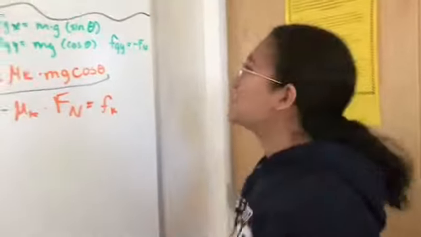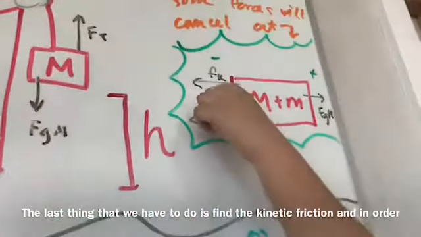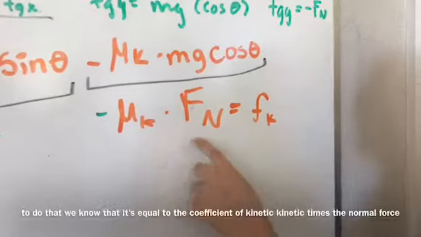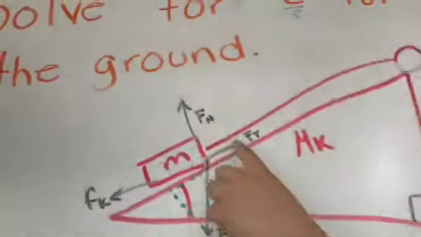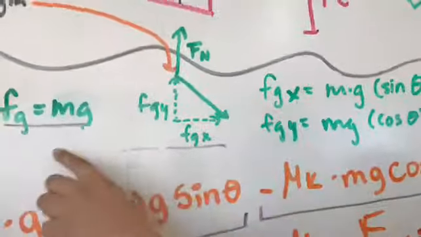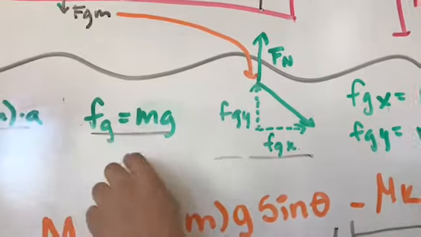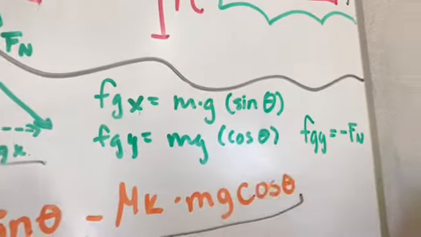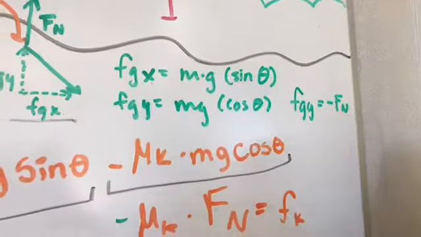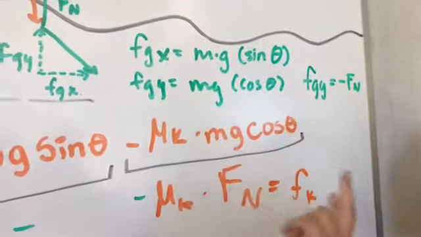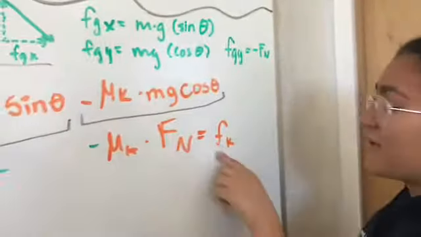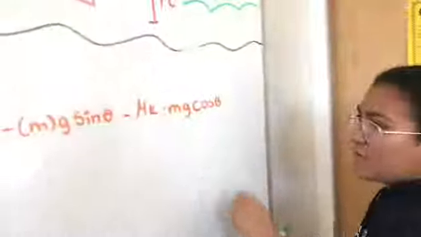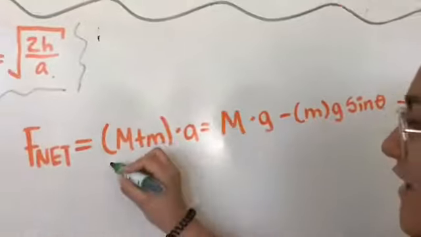The last thing that we have to do is find the kinetic friction, and in order to do that we know that it equals the coefficient of kinetic friction times the normal force. In this case we don't have the normal force, but when we break up the components for the force of gravity, we know that Fg of y equals M times g cosine of theta. So now we can substitute this for the normal force because it's equal but opposite, so we get the kinetic friction.